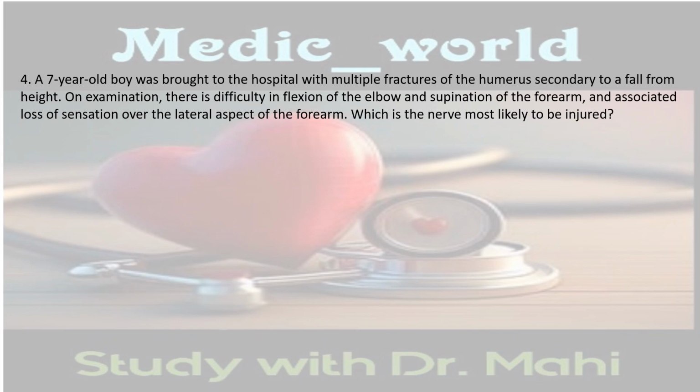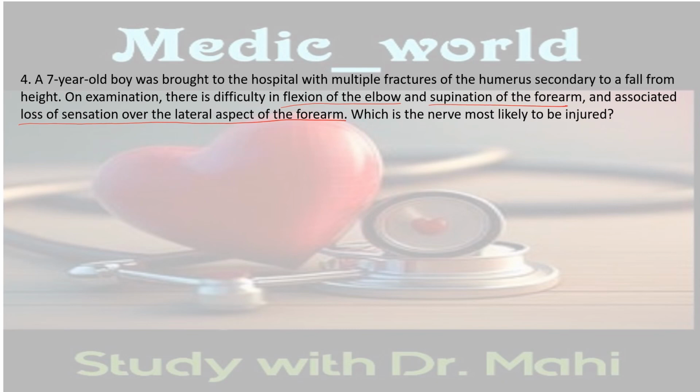Now the next question. A 7-year-old boy was brought to the hospital with multiple fractures of humerus secondary to a fall from a height. On examination, there is difficulty in flexion of elbow and supination of the forearm, associated with loss of sensation over the lateral aspect of forearm. Which is the nerve most likely to be injured?